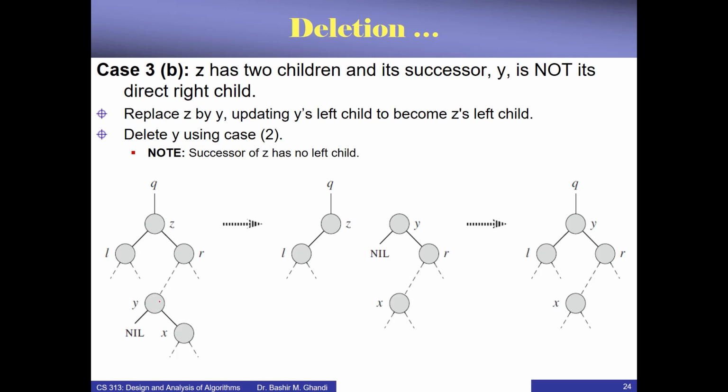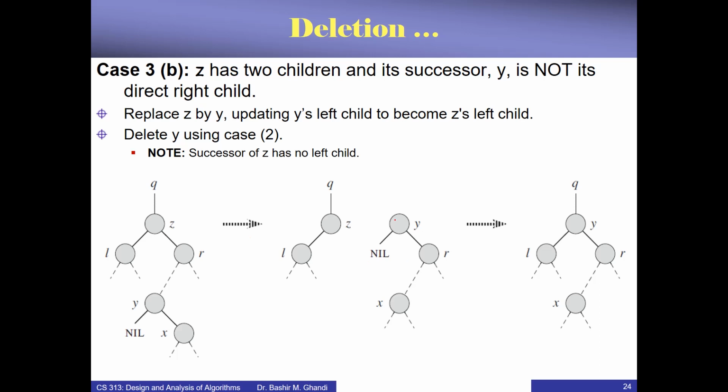Okay, so what do we do? First, we replace the Z with the Y. That's what it says here. Replace Z by Y, updating Y's left child, which is nil at the moment, to become Z's left child, so it will point to L. After that, now delete the Y using case 2, because now Y has only one child, so deleting it is trivial.